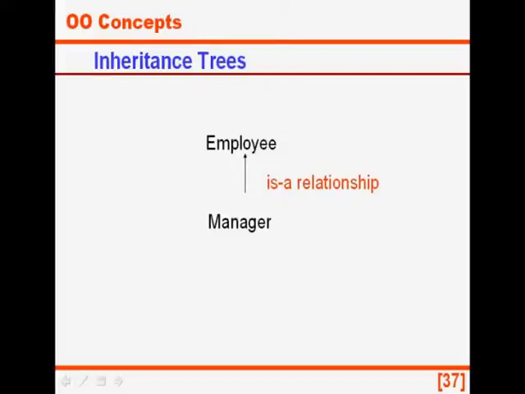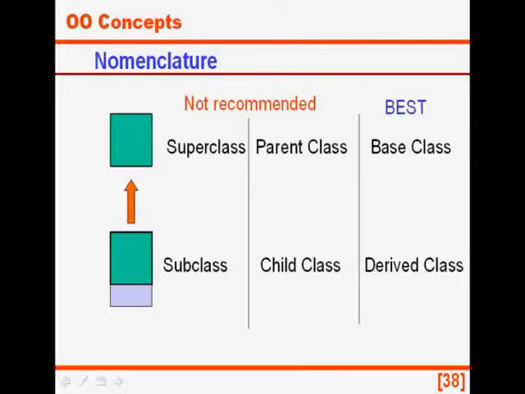Another simpler example would be that of a manager. Manager is also an employee, but with some additional features. So manager is an employee. It's an is-a relationship. Now what is the best nomenclature when we're talking about these two classes in the inheritance tree? The best recommended one is base class and derived class. The other two nomenclatures which I do not recommend are the pairs of words superclass and subclass.